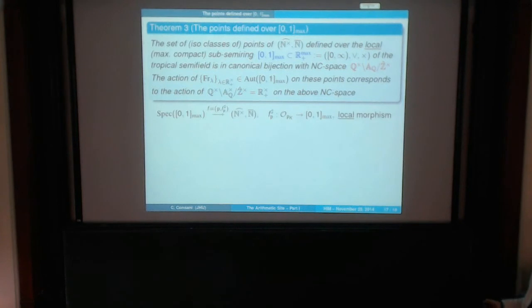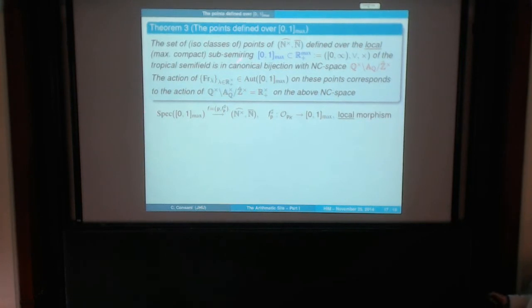And then, so let's see. I want to study the points over 0, 1 max. There will be, as I said, points which are defined over B, and therefore they are defined over 0, 1 max, and points which are not defined over B, but become defined over R plus max, in fact 0, 1 max.